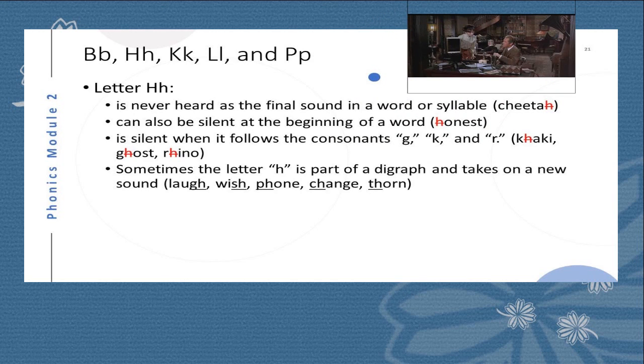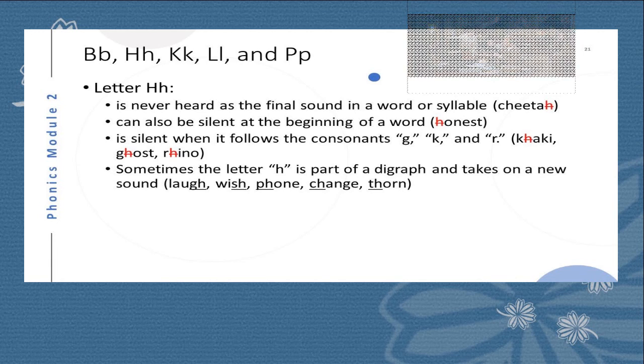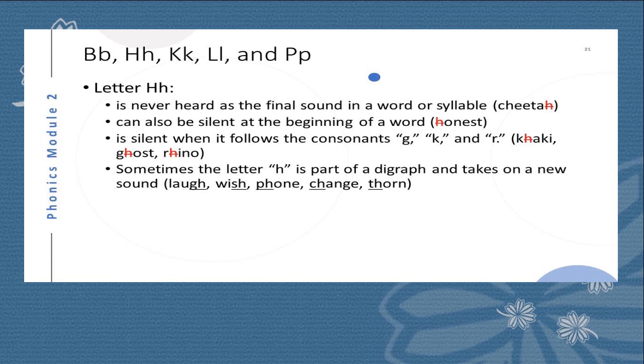The letter H as a single letter has a distinctive characteristic. It is never heard as the final sound in a word or syllable. H is silent when it follows the vowel in a word or syllable. H may even be silent when it appears in the initial consonant or word. There are no clues to tell us whether the initial H represents a phoneme. The letter H is silent when it follows the consonants G, K, and R. Sometimes the letter H is part of a digraph and takes on a new sound.